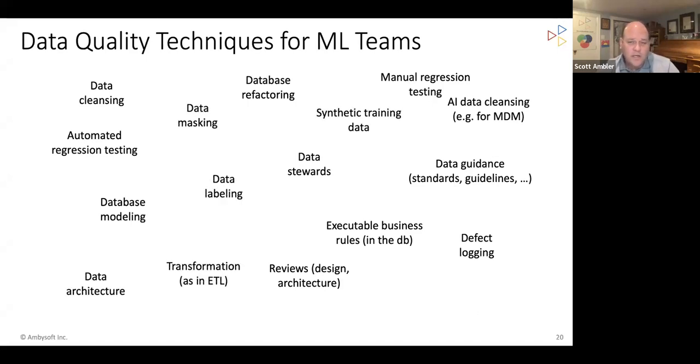Creating synthetic training data. So when you're missing that Canadian data from your insurance database, you create fake Canadian data to train, and hopefully do the best. Do you have data architecture? Are you transforming the data before it gets to the machine learning team and so on? So the point is that there's many different techniques that you can be using, and what you want to do is learn how to use them. Choose the right ones for the situation that you face.